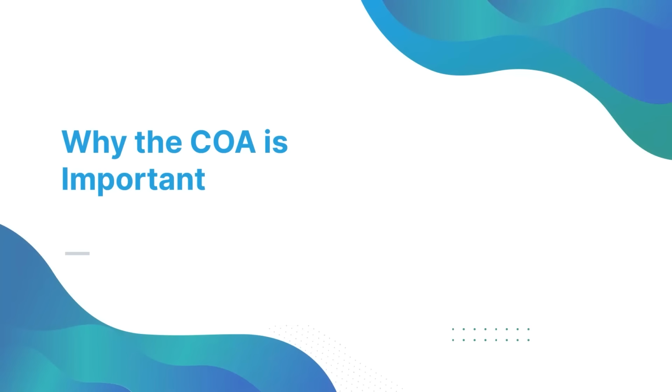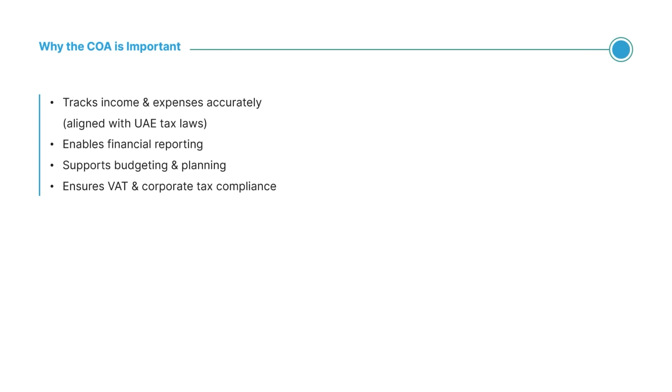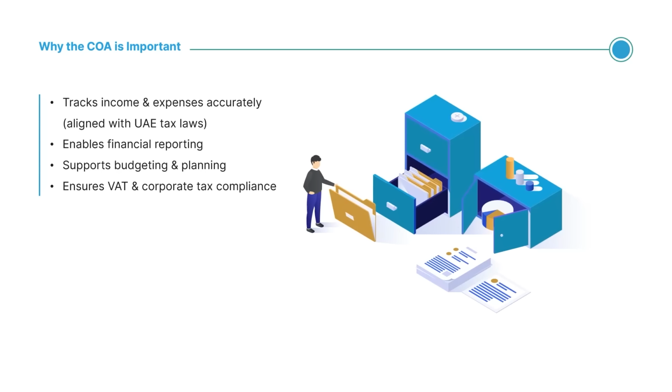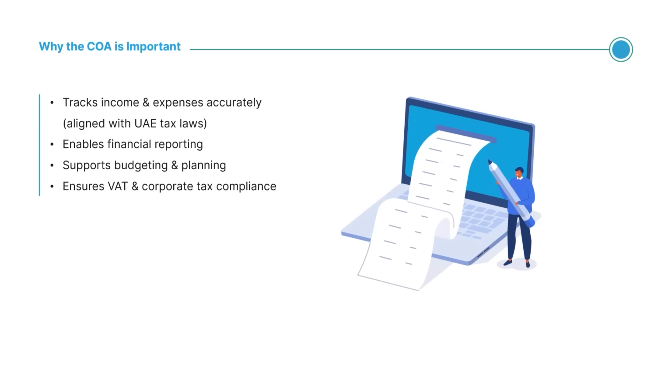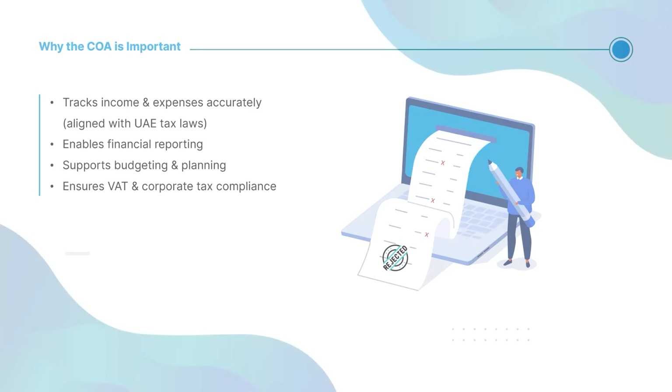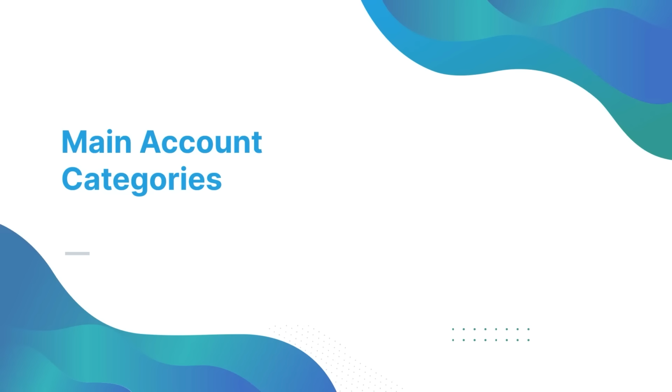A well-organized COA isn't just for internal tracking. It's critical for compliance in the UAE. It ensures income and expenses are recorded accurately, so VAT returns and corporate tax filings are correct. With a strong COA, you can generate reports that reflect true business performance, set accurate budgets, and forecast growth. For example, if you record expenses without separating VAT, your VAT return will be inaccurate and could trigger penalties from the FTA. The COA is structured into 5 main categories.